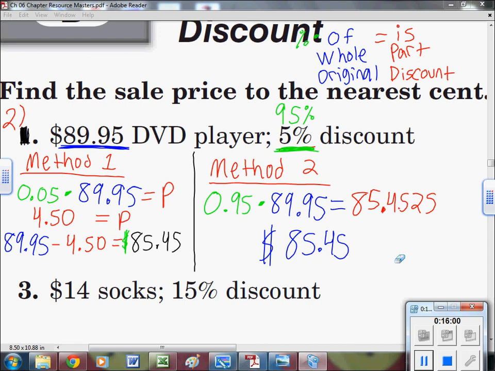If you have not done so already, press pause and try out question number 3. See how you can do it. Use either method you want, and then when you hit play, I'm going to do method number 2 just to go straight to the answer. So take a moment to hit pause.